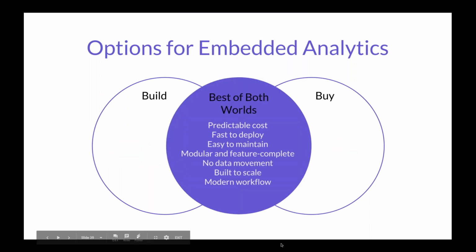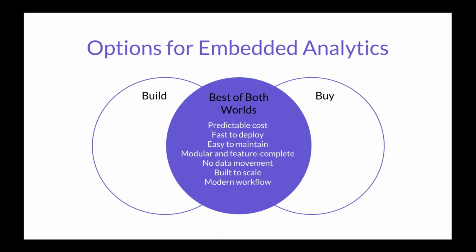What you really want, the best of both worlds, is something that has a predictable cost and is fast to deploy. So it's avoiding those problems of building it yourself, where we don't really know. We're going to scope it as best as we can, but we don't know how much it's going to end up costing, and we don't know exactly when it's going to launch. You want something that down the road is going to be easy to maintain. You want something that's feature complete, that really is a complete package, but also ideally is modular, right? Where you can pick and choose which modules you want to use.